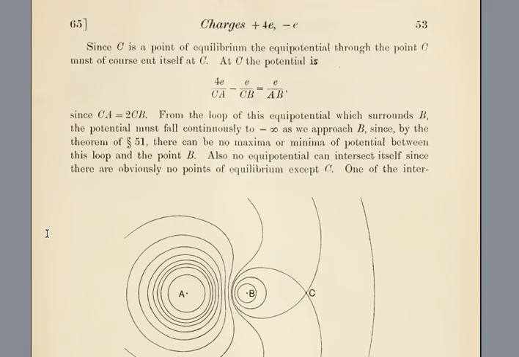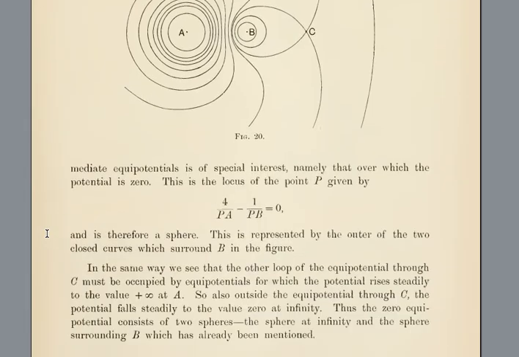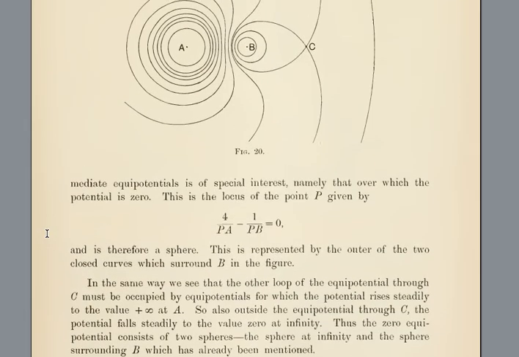From the loop of this equipotential which surrounds B, the potential must fall continuously to negative infinity as we approach B, since, by the theorem of section 51, there can be no maxima or minima of potential between this loop and the point B. Also, no equipotential can intersect itself since there are obviously no points of equilibrium except C. One of the intermediate equipotentials is of special interest, namely that over which the potential is zero.